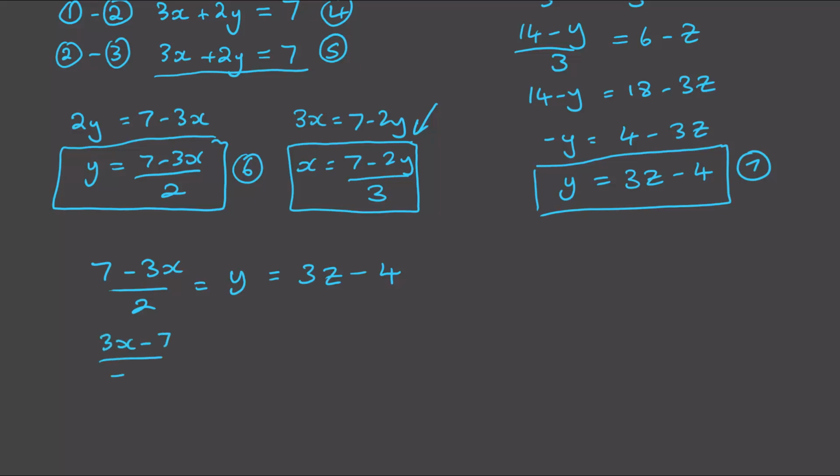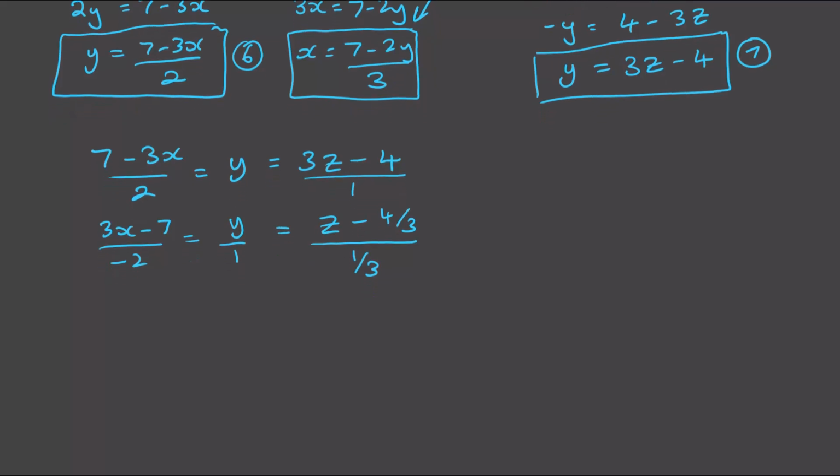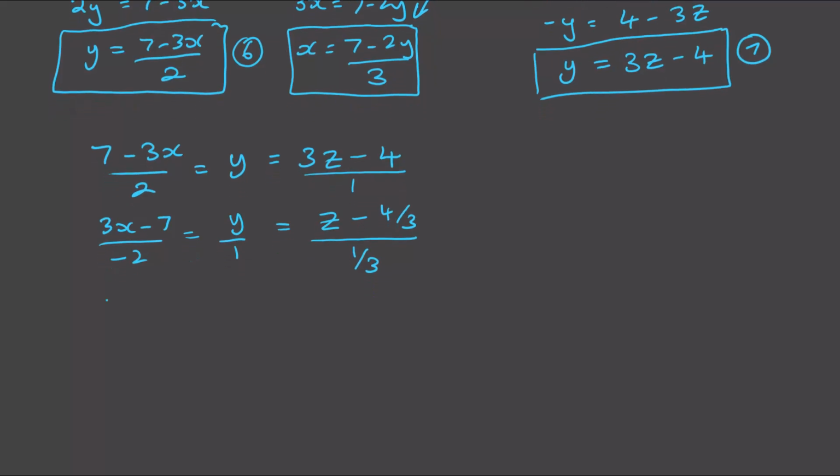3x take away 7 over negative 2 is equal to y over 1, would be equal to z take away 4/3 divided by 1/3. So what I've done is I've taken that and I've multiplied top and bottom by 1/3. Now if I do the same sort of thing with the left hand side here, I get x take away 7 over 3 over negative 2/3 is equal to y over 1 is equal to z take away 4/3 over 1/3.